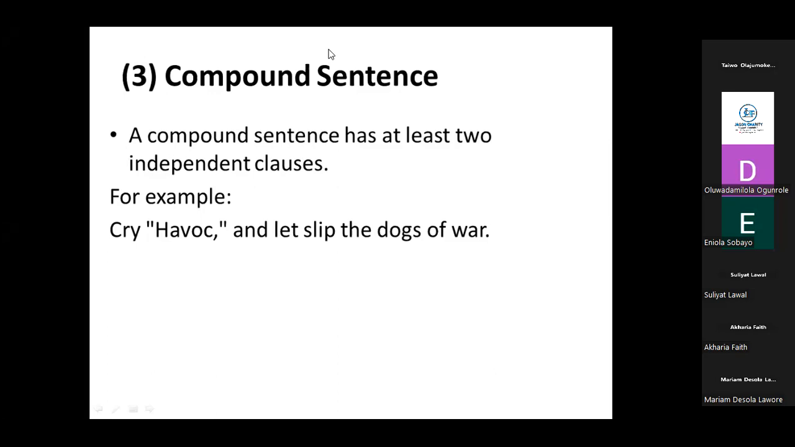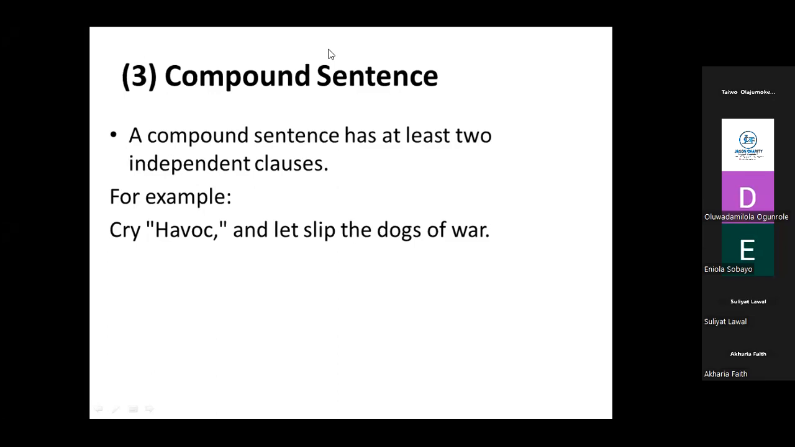If you look at the example that we have, "cry havoc and let sleep the dogs of war." Now, "cry havoc" is a clause. "Let sleep the dogs of war" is another clause. Each of these are separate clauses that have meanings on their own. And then we have been able to bring them together with the coordinating conjunction and, and that is why we can call these a compound sentence.